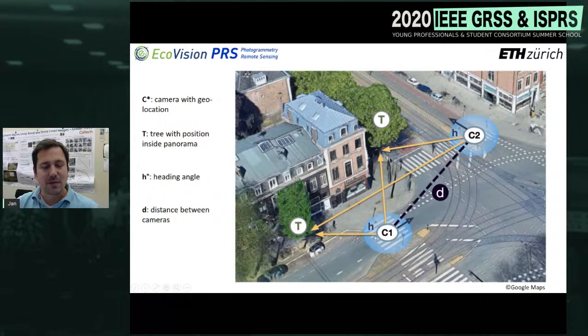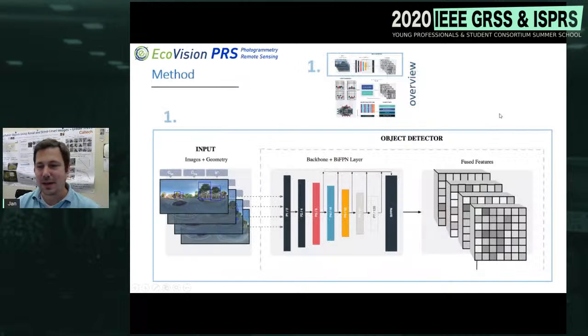And you look at this figure, you quickly see this can be turned and viewed as a graph. And if you add then more trees and more cameras, it becomes even more obvious that we are dealing with a graph problem here. And since we are in the era of deep nets, we thought it would be great to try something out with graph neural networks. And I will now quickly talk you through this pipeline that we came up with.